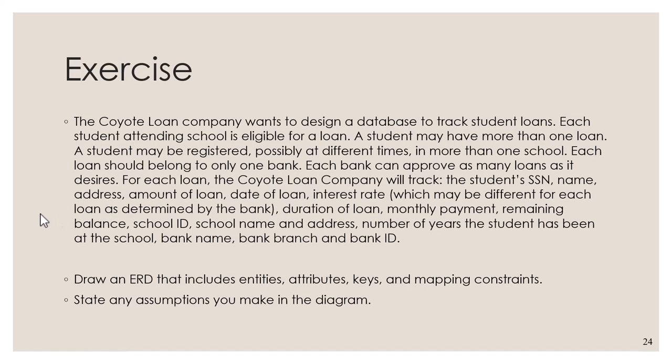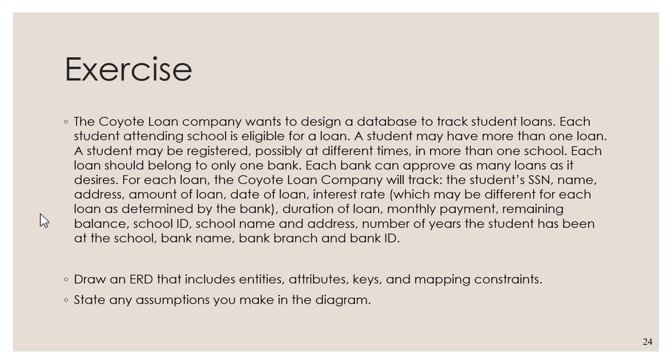The Coyote Loan Company wants to design a database to track student loans. Each student attending school is eligible for a loan. A student may have more than one loan. A student may be registered, possibly at different times, in more than one school, right? Each loan should belong to only one bank. Each bank can approve as many loans as it desires.